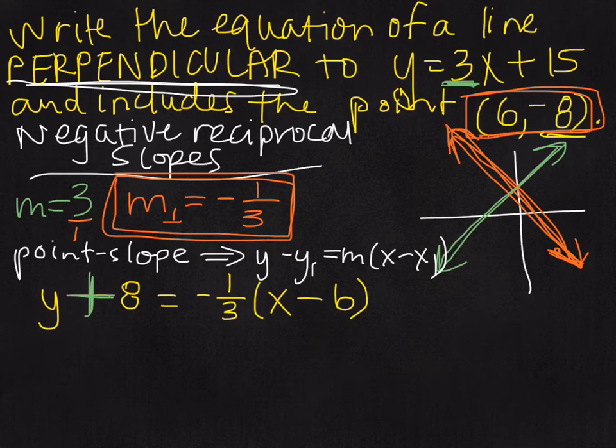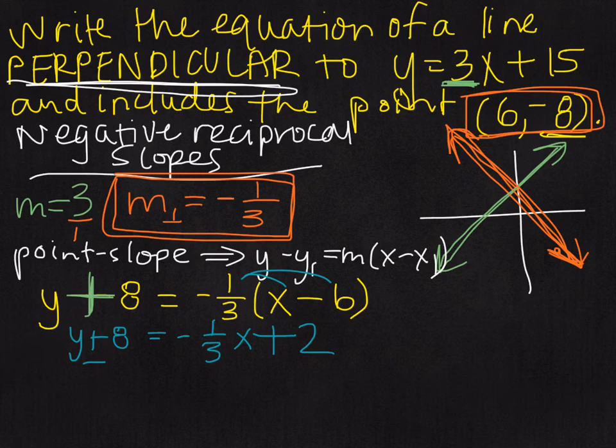I'm going to go ahead and distribute this negative 1/3. So I have y plus 8 equals negative 1/3 times x, which is negative 1/3 x. Now a negative 1/3 times a negative 6. A negative times a negative is a positive, and then 1/3 of 6. Remember, you can type that in your calculator: parentheses, negative 1 divided by 3, close parentheses, times negative 6, and you get positive 2.